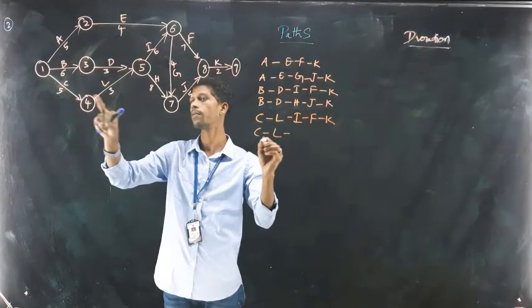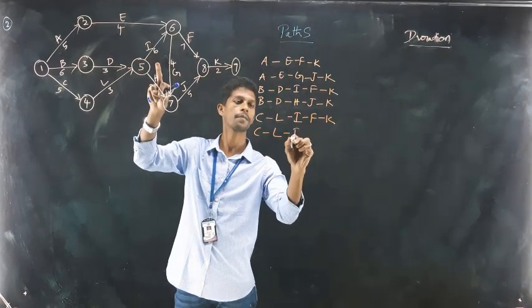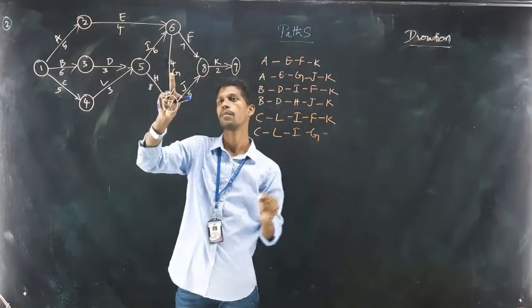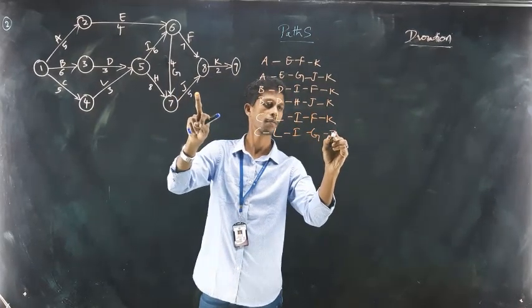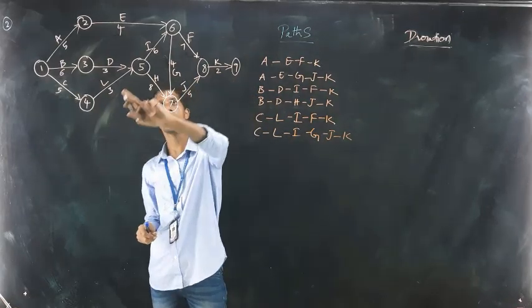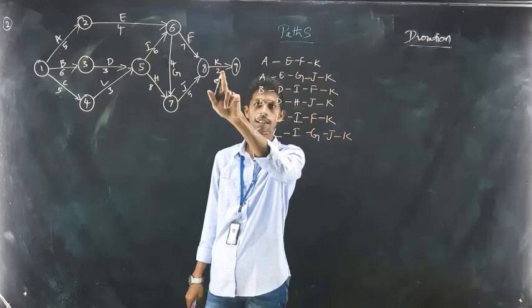C follows L. L follows I. I follows G. G follows J. J follows K. Okay, so C, L, I, G, J, K. Okay, this is the path.